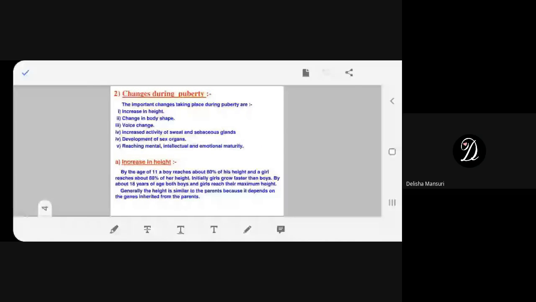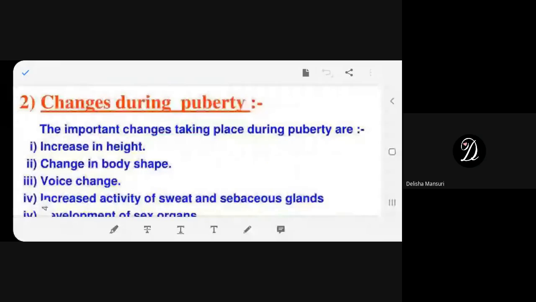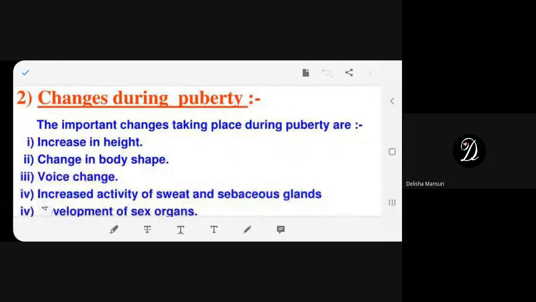Let's see what we find in the changes during puberty. Yes, better. Please read. Changes during puberty. The important changes taking place during puberty are increase in height, change in body shape.